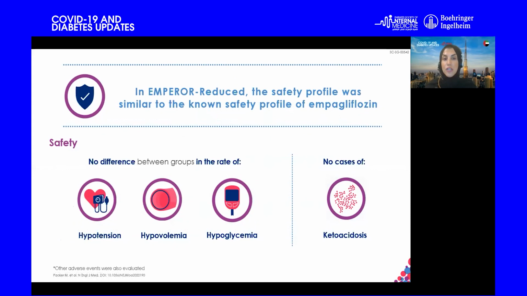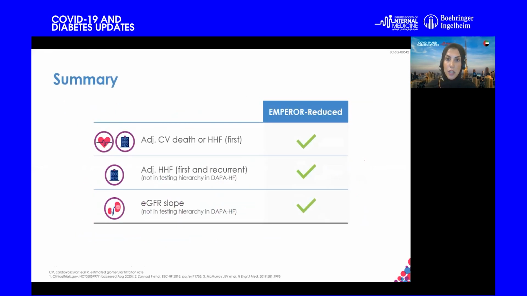When we talk in general about the safety profile of empagliflozin, again, when being studied in the EMPA-REDUCE, there was no difference between groups in the rates of either hypotension, hypovolemia, hypoglycemia, and no cases of ketoacidosis have been reported in the EMPA-REDUCE trial.